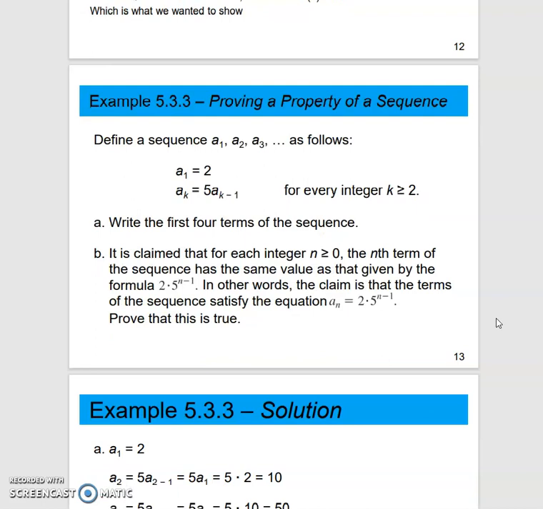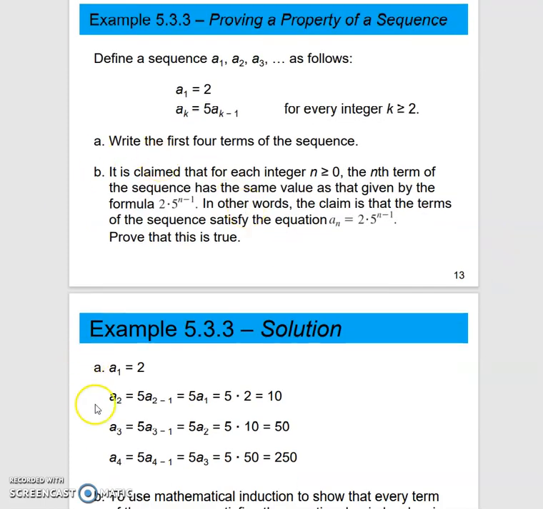All right, let's look at something with a sequence. So here I've got a sub 1 is 2, and then to go along the sequence, a sub k is 5 times a sub k minus 1. In other words, the previous term, I take that and multiply by 5. So let's first write the first 4 terms. Again, we start with 2. 5 times 2 is 10. 5 times 10 is 50. 5 times 50 is 250. So again, I'm using that previous term to build up to the next term.